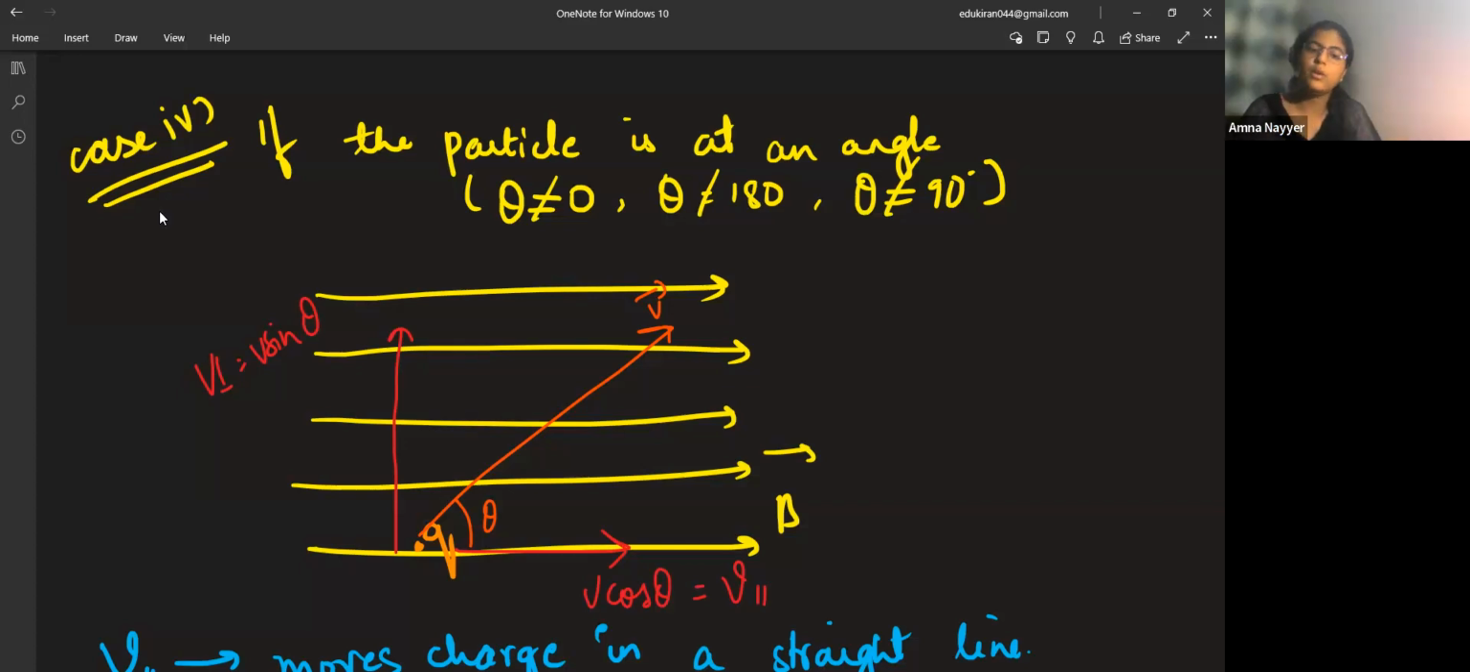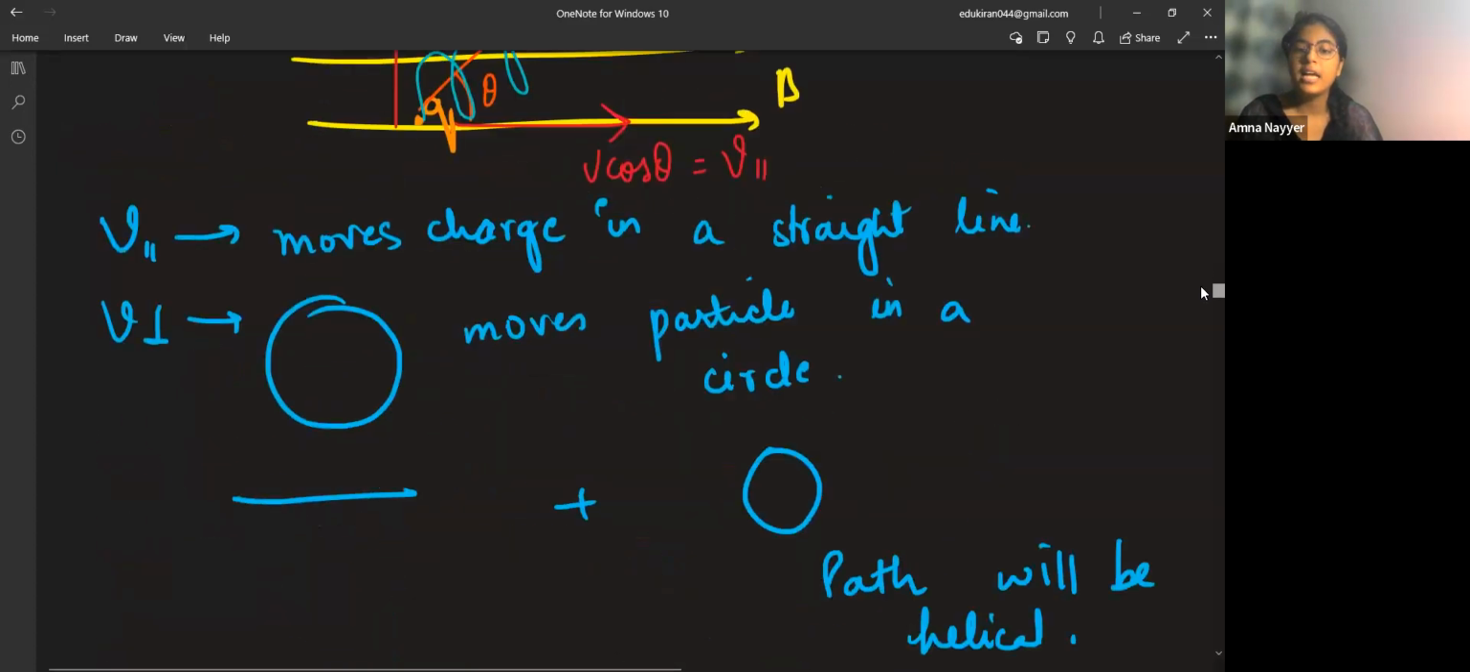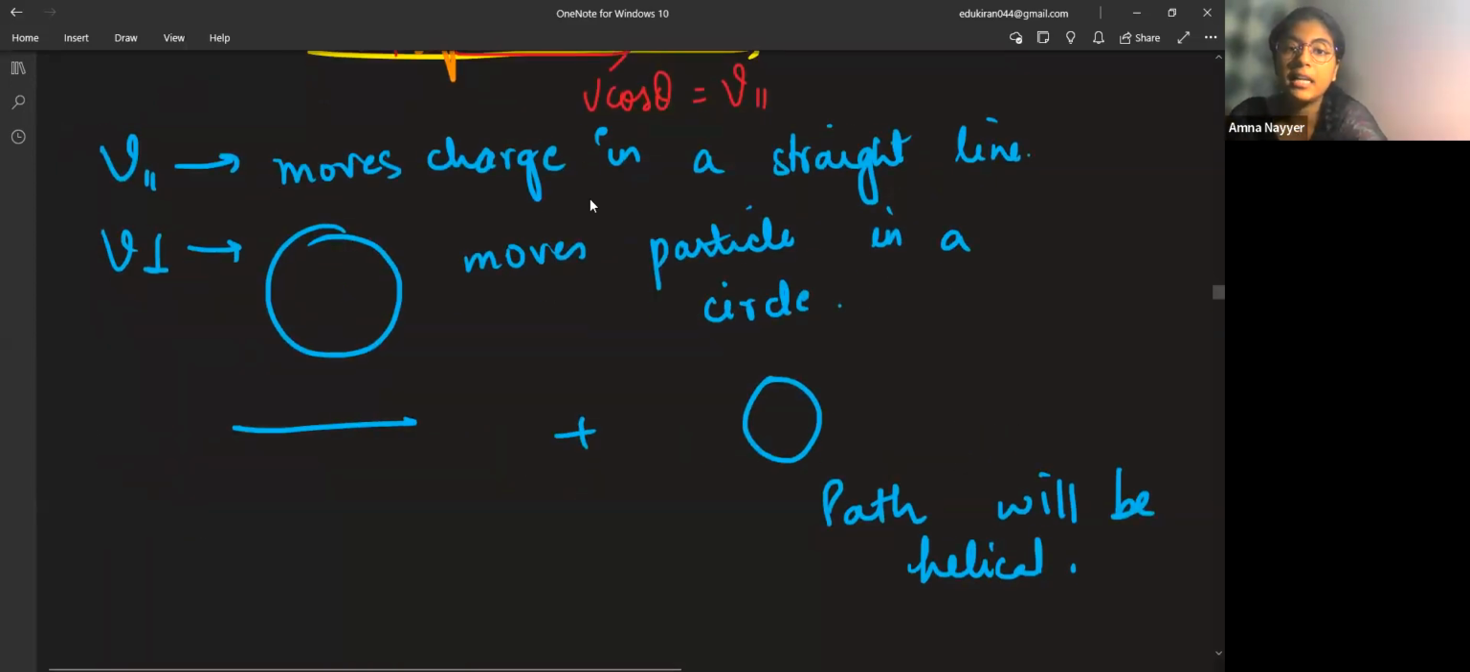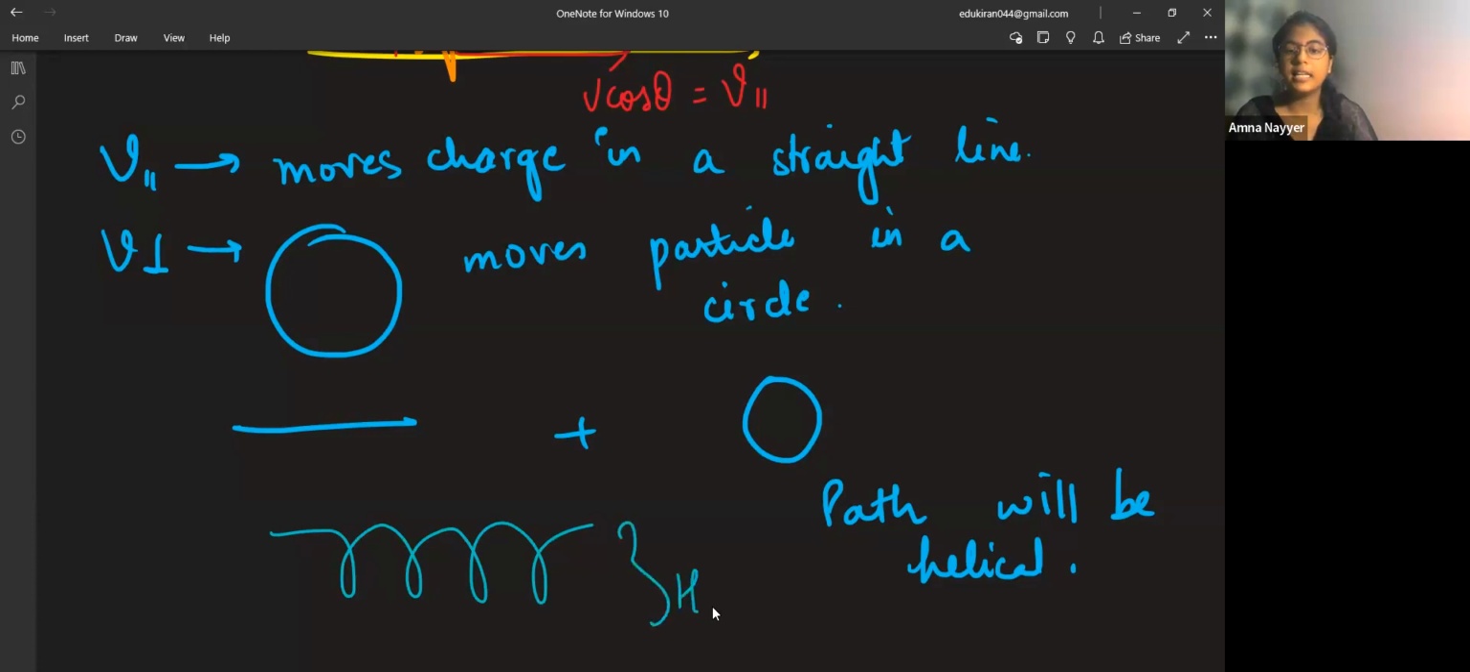What is this shape? Can you relate it? This is actually a helical shape. This is because of perpendicular, forward push because of parallel, then perpendicular, parallel, like this. This is known as the helical path. V parallel moves the charge in a straight line and V perpendicular moves the particle in a circle. So straight plus curved, straight plus curved, gives it a helical path.